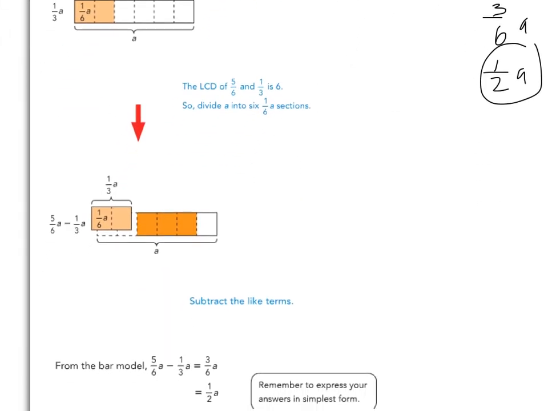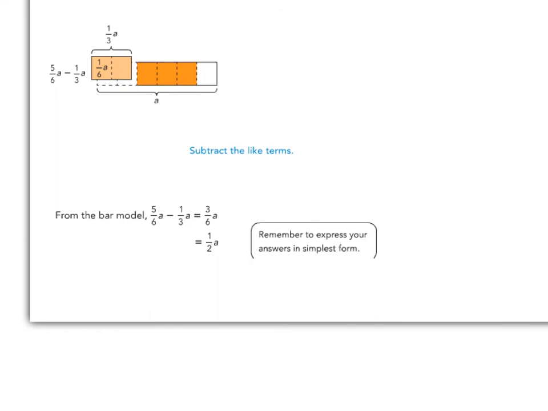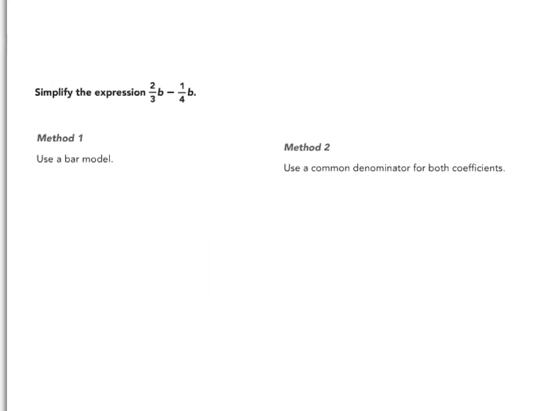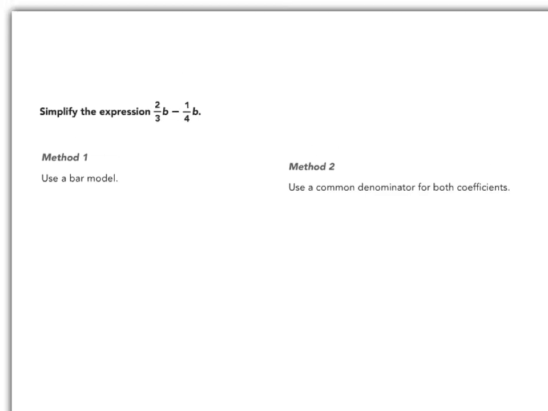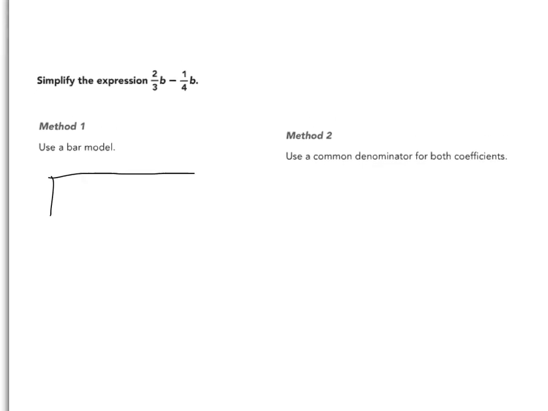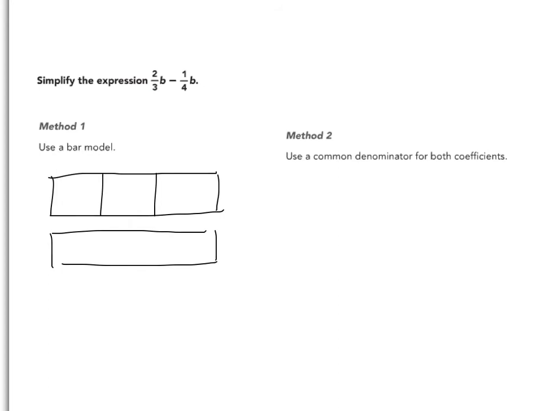Okay, and if you look here, this is the same problem that we've already done. And for the next slide, we have 2/3 b minus 1/4 b. So for a bar model, like we did in class again today, when our denominators are different, I'm going to draw 2 bars that are exactly the same length. I'm going to break the first one into thirds. I'm going to break the second one into fourths. Okay? So what we need to do now is our common denominator for thirds and fourths is twelfths.